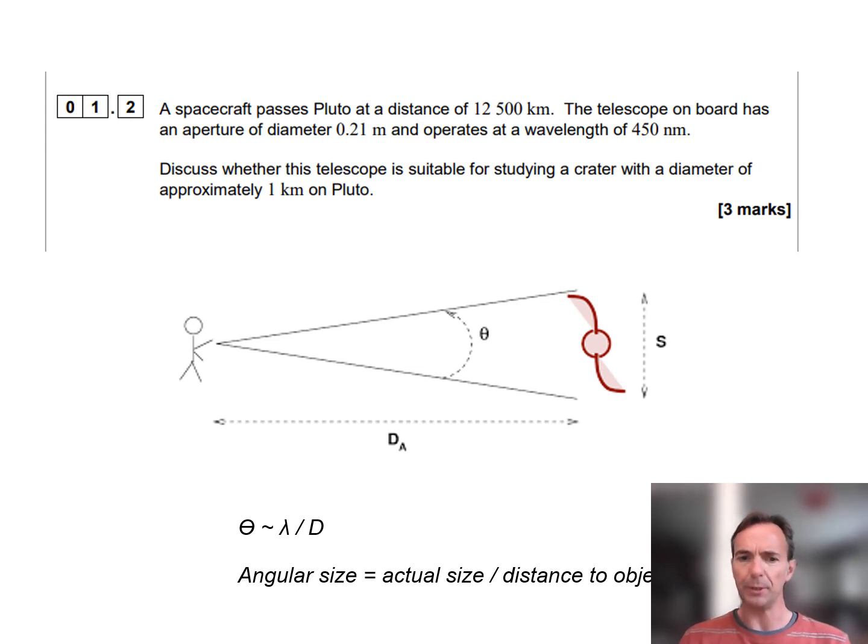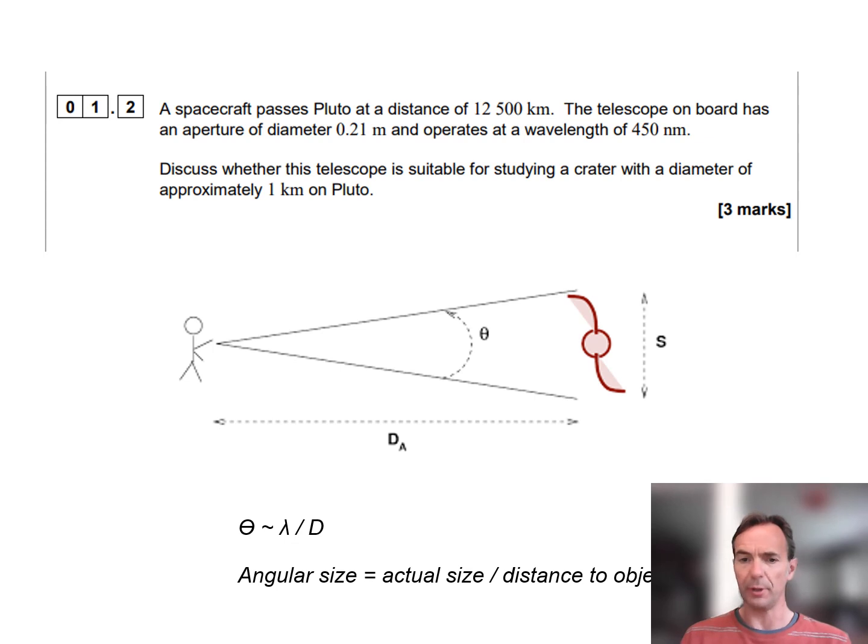So, one last little question. This is going back to what we were talking about before. A spacecraft passes Pluto at a distance of 12,500 kilometers. Always look for units in these things. Is that going to be relevant? May not be, but you never know. A telescope on board has an aperture of diameter 0.21 meters and operates at a wavelength of 450 nanometers. Could be okay there as well. Discuss whether the telescope is suitable for studying a crater with a diameter of approximately 1 kilometer on Pluto.